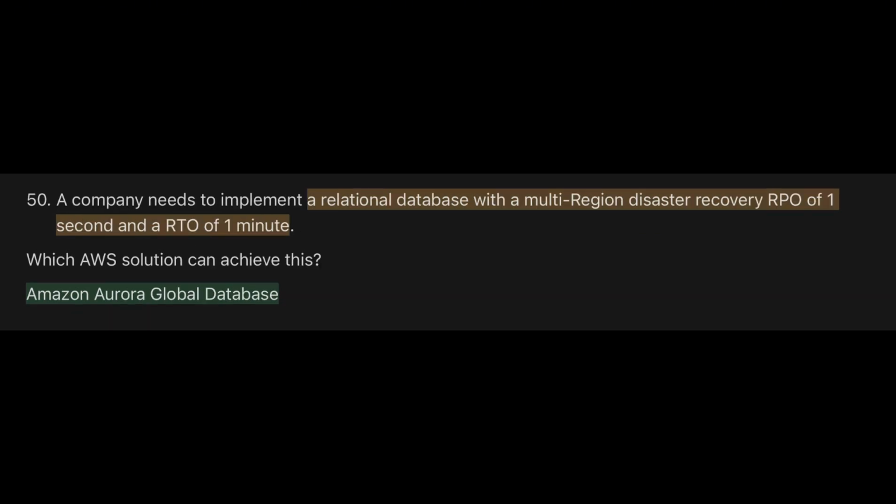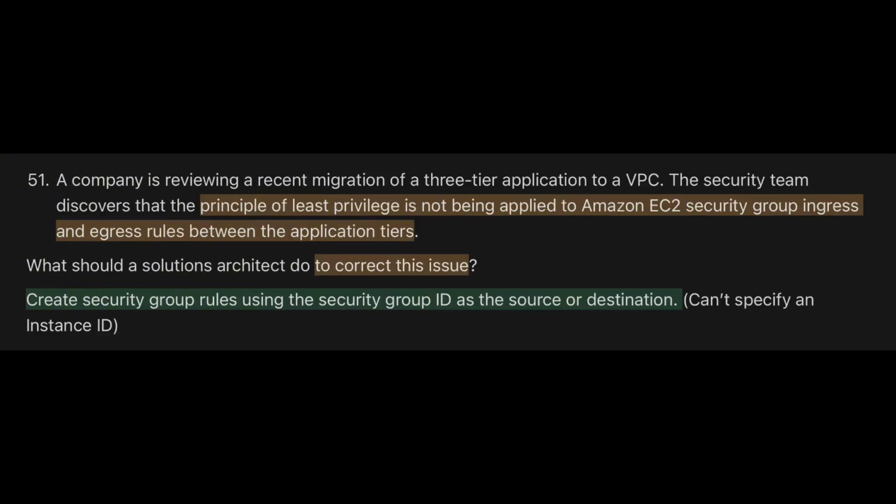Now let's say we need a relational database with a multi-region disaster recovery RPO of 1 second and an RTO of 1 minute. Well, in this case, we can use the Amazon Aurora Global Database. Now let's say a company sees that the principle of least privilege is not being applied to the Amazon EC2 security group ingress and egress rules between application tiers. And so to correct this issue, they can create security group rules using the security group ID as the source or destination, and they can't specify an instance ID in the situation.